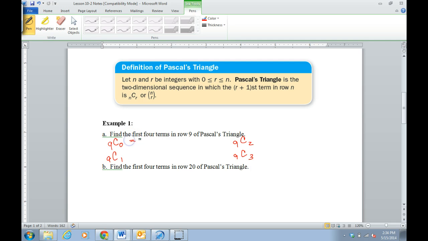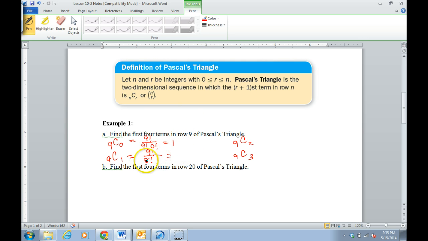The top is going to be 9 factorial over 9 minus 0 factorial, which is just 9 factorial, and then 0 factorial. So that equals 1. We know the first term is going to equal 1. We already discovered that pattern when we were looking at the patterns a few minutes ago. The first term in every row is 1. What do you guys think the second term is going to be in this row? 9. It should equal 9. Let's see if we get that. If we put in 9 factorial over 9 minus 1, which will be 8 factorial, and then 1 factorial, if you put that in your calculator, guess what you get?